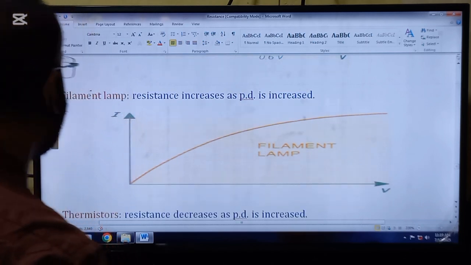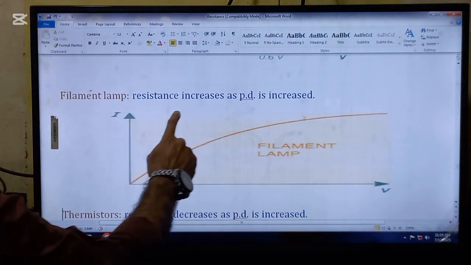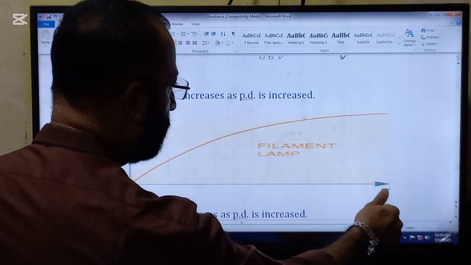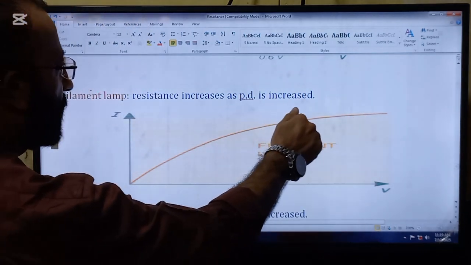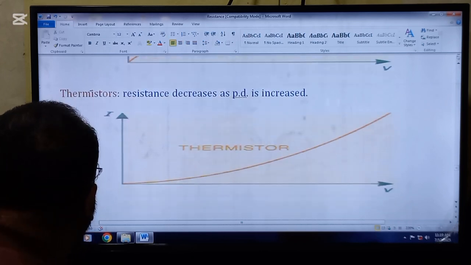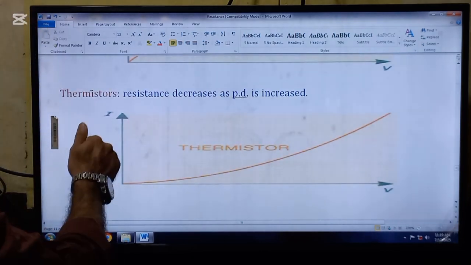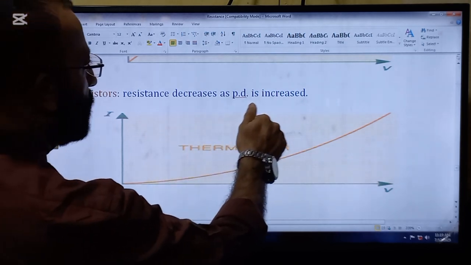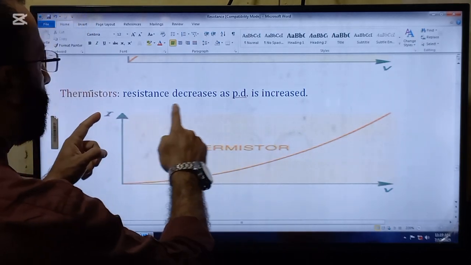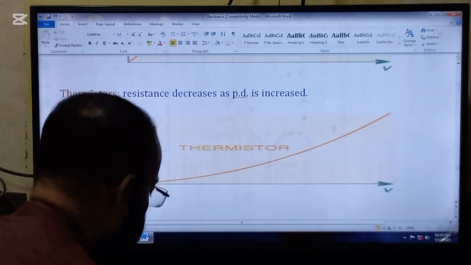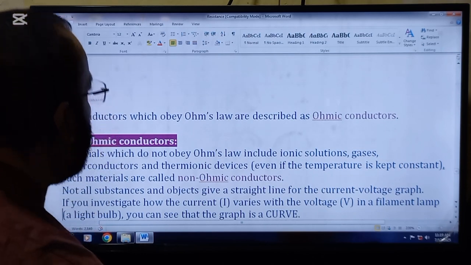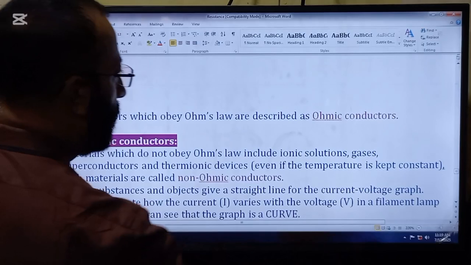The next thing that we are going to read is the filament lamp. Resistance increases as potential difference is increased. So look now, as the potential difference increases, the resistance also increases. The next thing that we are going to read is the thermistors. Resistance decreases as the potential difference increases. So as the potential difference increases, the resistance decreases. All conductors which obey Ohm's law are described as ohmic conductors.